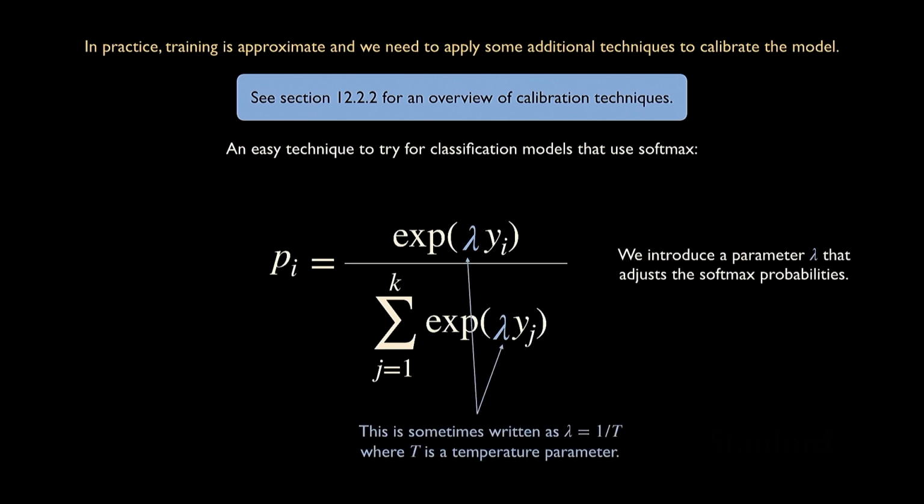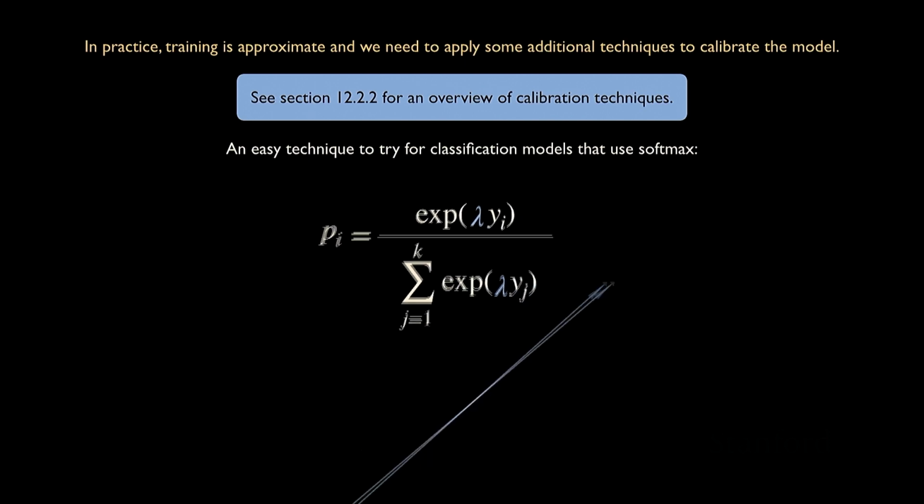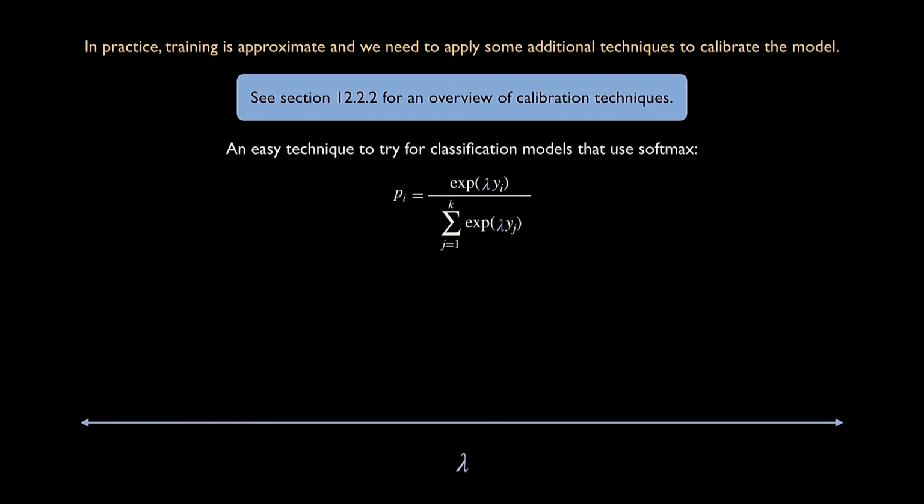By the way, sometimes this lambda is written as 1 over T, and T is called a temperature parameter, and that's why it's called temperature scaling, but these are equivalent formulations. So we have various values we could pick for lambda. If we pick lambda equals 1, this just reduces to the typical softmax function that we always use. So we'll just get the probabilities we had before.